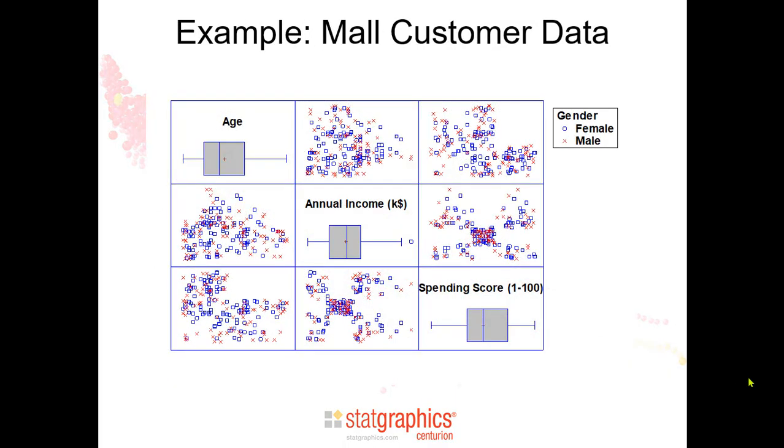As an example, we'll look at a popular data set describing characteristics of customers at a mall. The data consists of 200 individuals. Each individual is classified according to their gender, their age, their annual income, and their spending score. Our goal is to group these 200 customers into 2 or more clusters based on having similar characteristics.